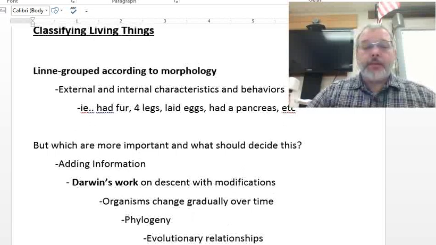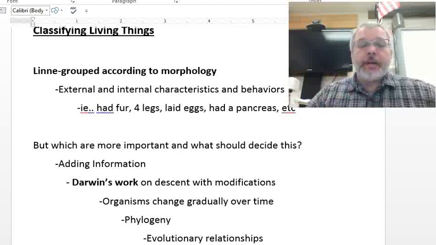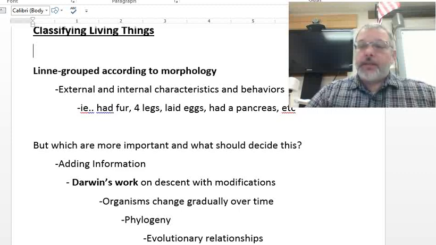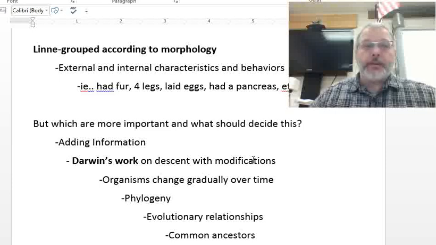But today they've started to look at more and different ways, or different factors, that determine what organism goes into what group. And today, much of the classification is driven heavily by the work of Charles Darwin. Now, Charles Darwin came up with the idea of the origin of species, and that there was a common ancestor that gave rise to all the organisms on the earth.